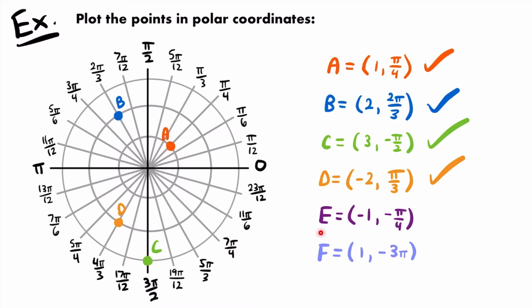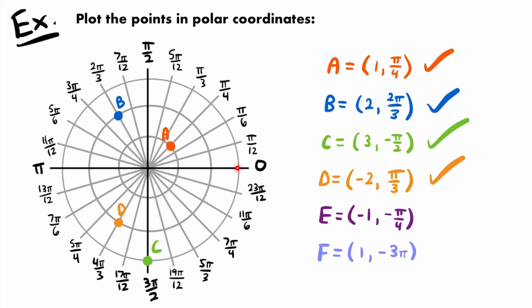Now let's look at point E. Point E is at negative 1 comma negative pi divided by 4. So in this case, both the radius and the angle are negative. That might seem a little bit tricky, but all you have to do is just start with the angle and then worry about the radius. In this case, we have negative pi divided by 4. So since the angle is negative, we're going to start at the polar axis and measure in the clockwise direction. We are going to go below the polar axis instead of above it.